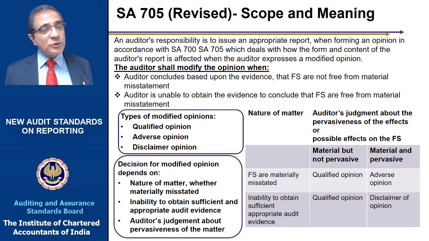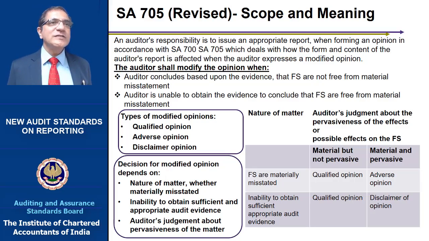Let's go to the one next to that, where the financial statements are materially misstated, and the auditor has been provided all the information, and the impact on account of such misstatements, as determined by the auditor, has been material and has been pervasive, which means that the auditor believes that having received all the information, the impact is very material and it can have a pervasive effect on the financial statements, then the auditor will have no alternative than to give an adverse opinion.